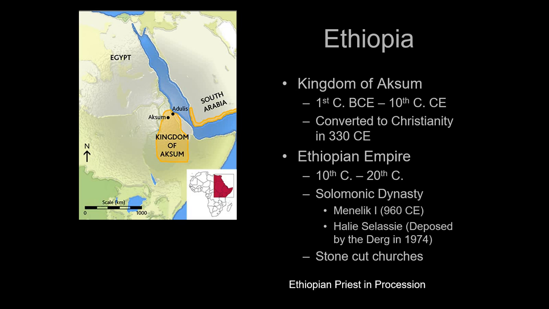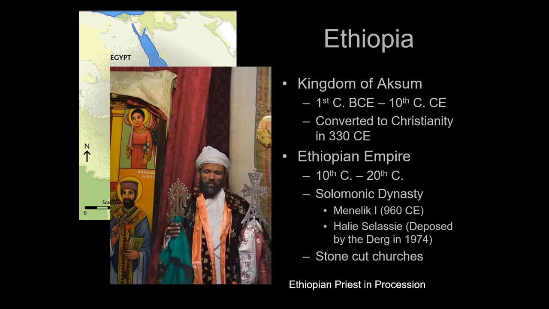And the first king, Menelik I, claimed descent from Solomon, as did Haile Selassie I, who was deposed in 1974 when there's a Marxist revolution there. And so we have a Christian empire. We don't think of Sub-Saharan Africa as being Christian, yet the largest Christian empire, one of the largest Christian empires in human history, is there in Africa.